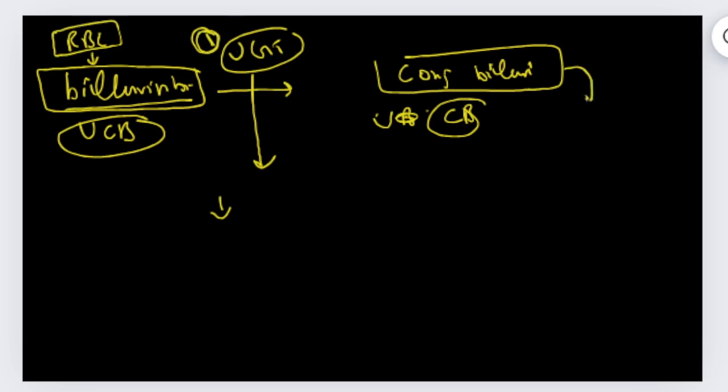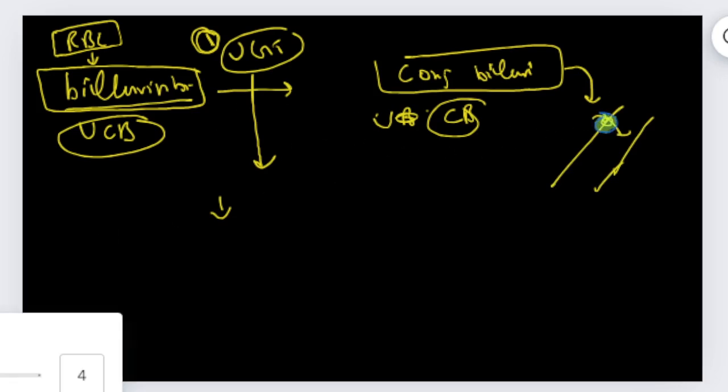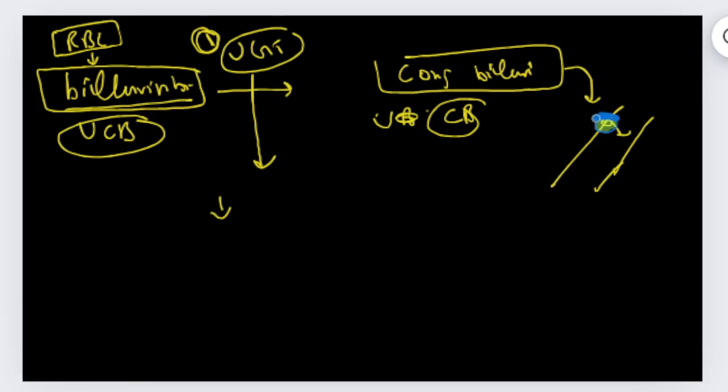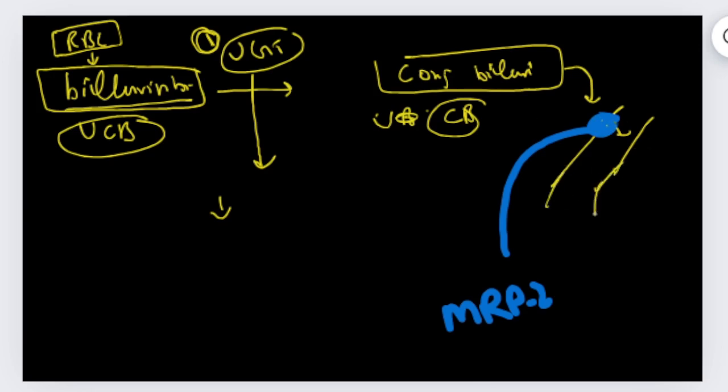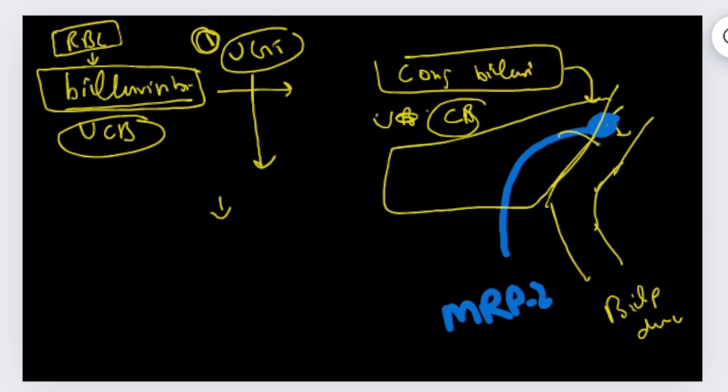Another thing: this conjugated bilirubin is present in the liver. When it moves to the bile duct, how does it move? There will be a transporter. What is that transporter? MRP2. Okay, MRP2 is a transporter. And you have to remember that this is your bile duct. So in the hepatocyte, there is an MRP2 transporter that moves the conjugated bilirubin into the duct.